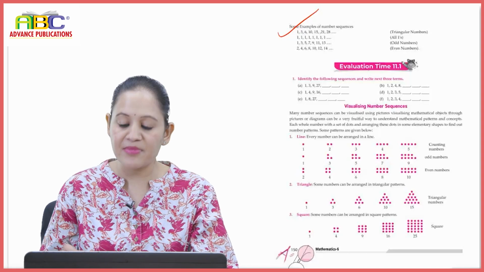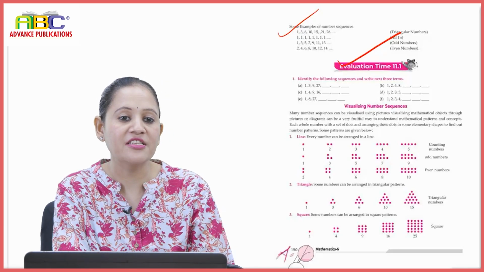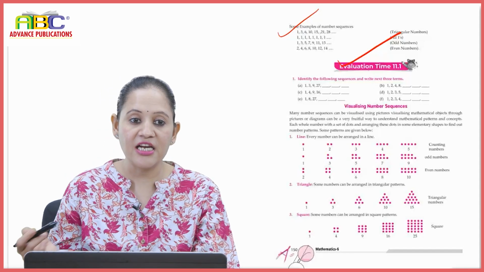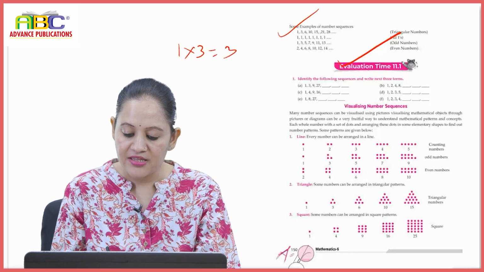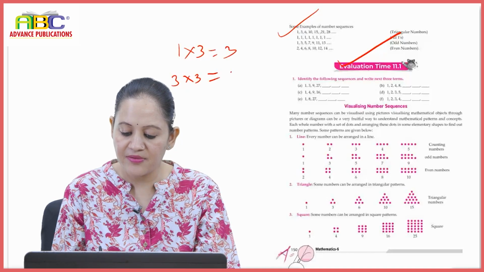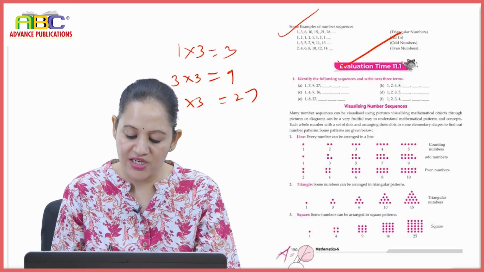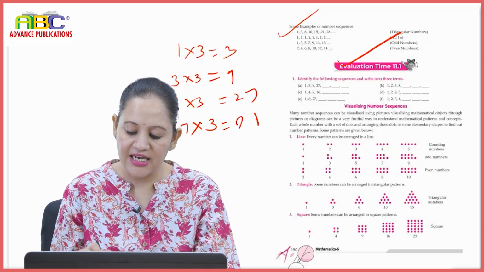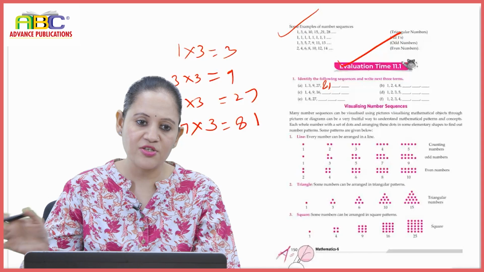Next is evaluation time 11.1. Identify the following sequence and write the next three terms: 1, 3, 9, 27. So 1 into 3, 3; 3 into 3, 9; 9 into 3, 27; 27 into 3, 81, फिर 81 को आप 3 से मल्टीप्लाई करेंगे, like this you will write.